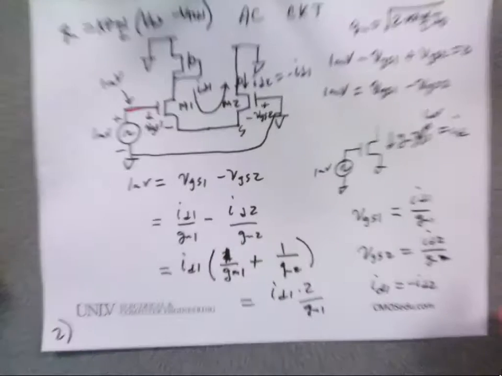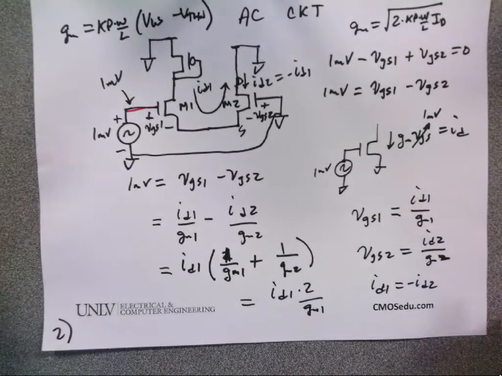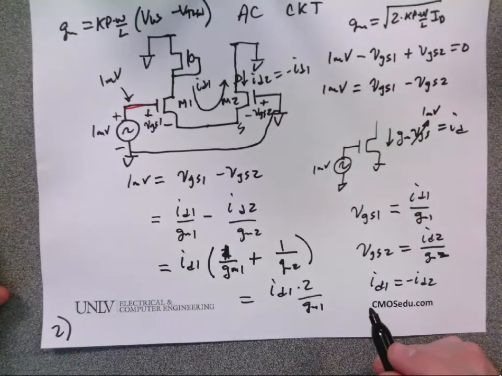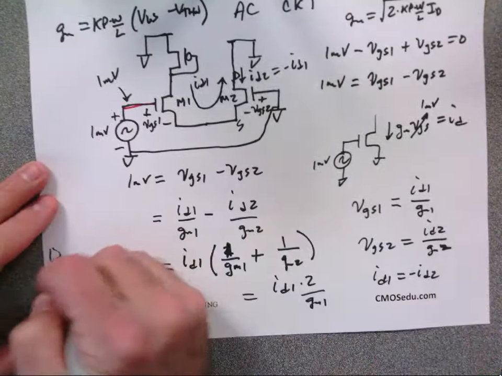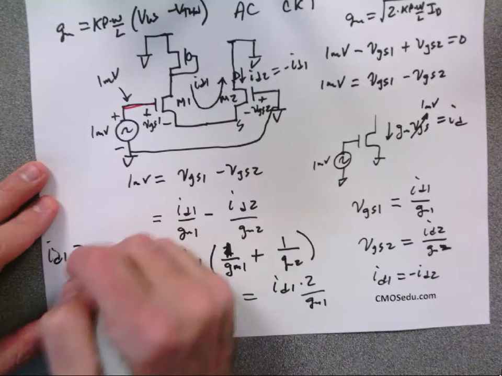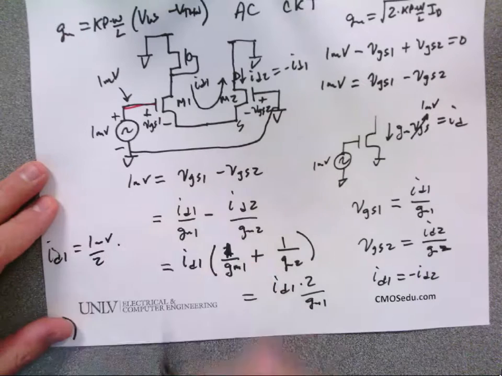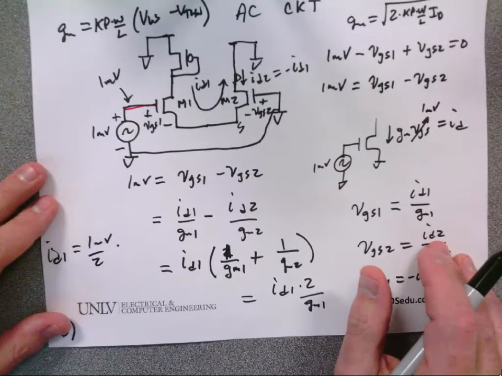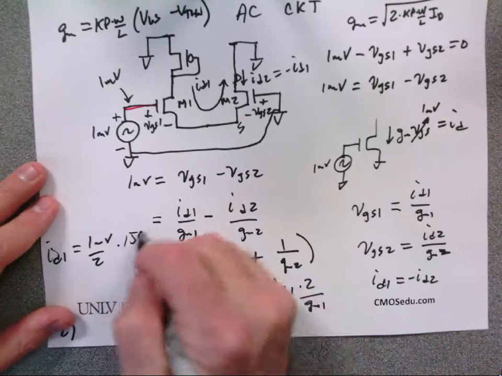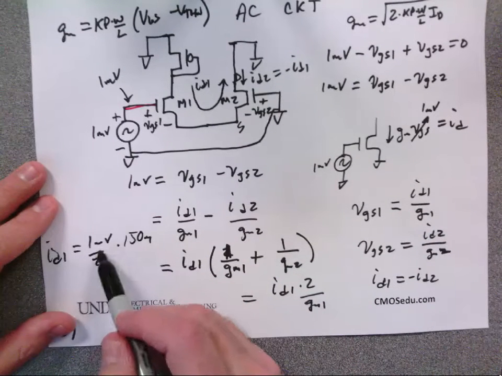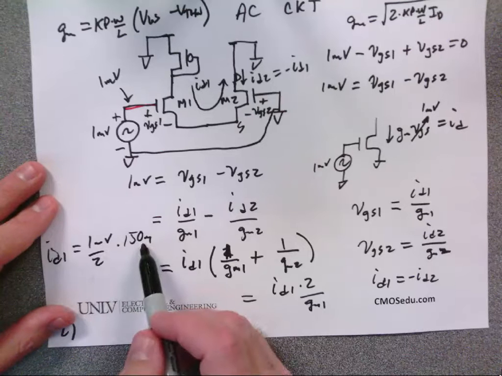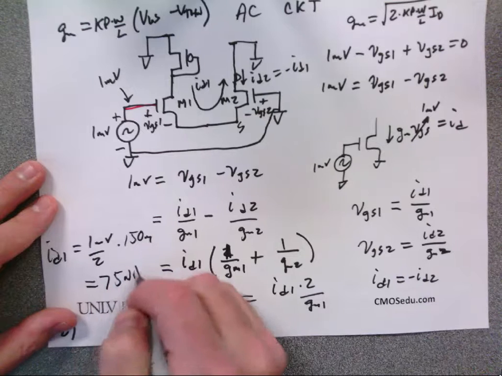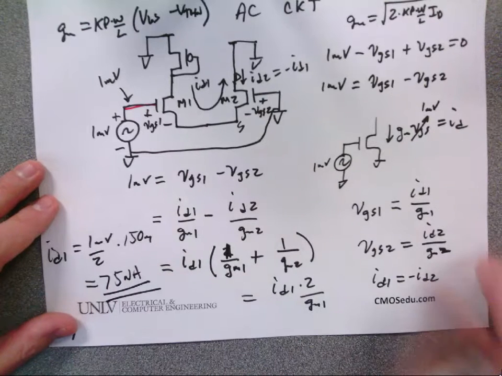Well, I know GM. How do I know GM? I don't have to calculate any. It's in the parameters. This is 150 micro. Yeah, that's right. ID is equal to 1 millivolt divided by 2 times GM. And what's GM1 from the book? 150 micro. So let's see, that's going to be 75 micro, because I divide by 2, times 1 milli, which equals 75 nanoamps. And before I go any further, I want to prove it.